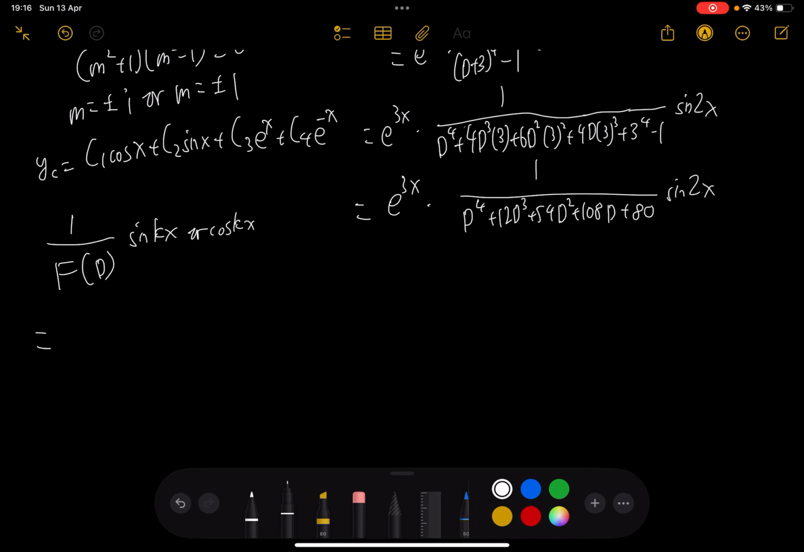you can just replace this. Whenever you see something like d squared here, you can just replace it by negative k squared. So let's just do this.